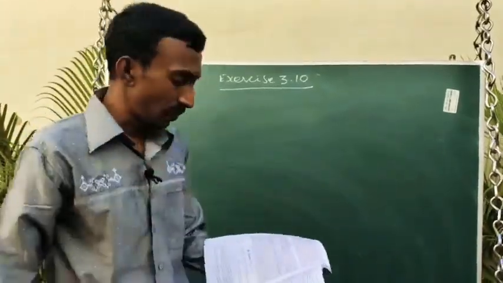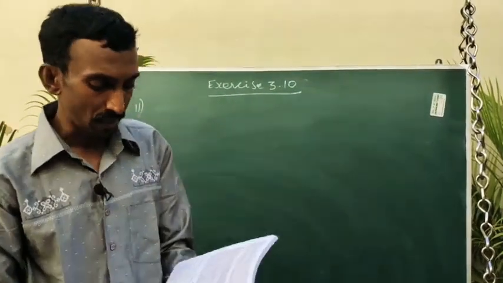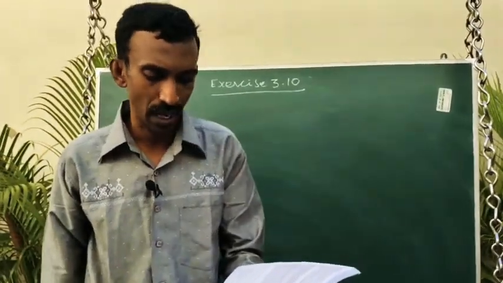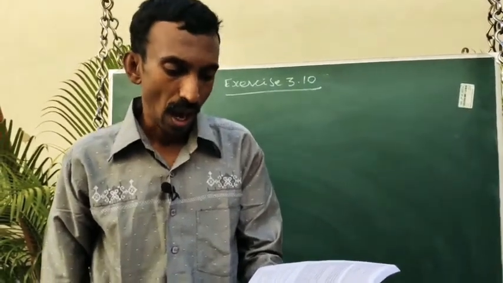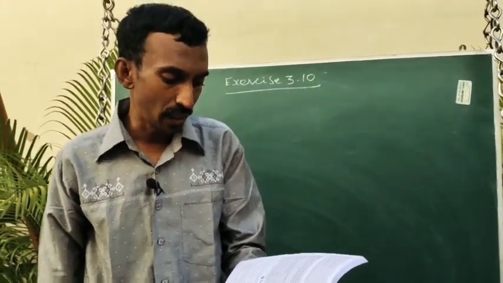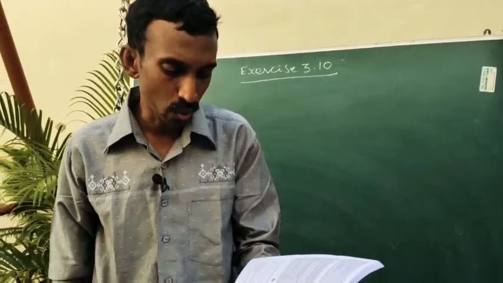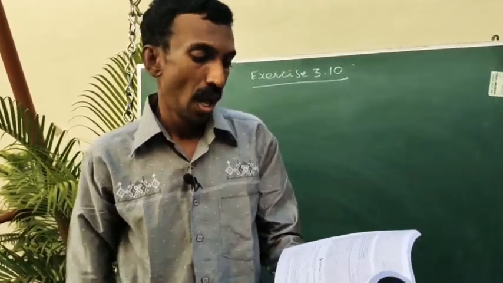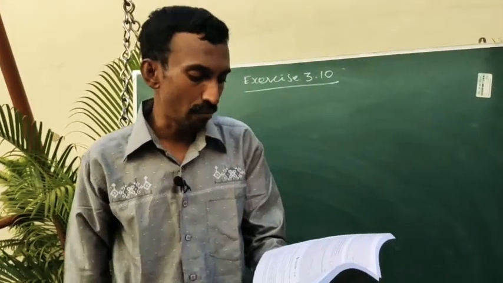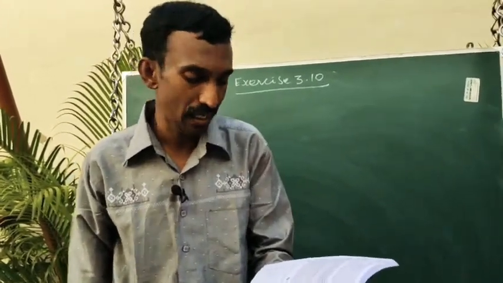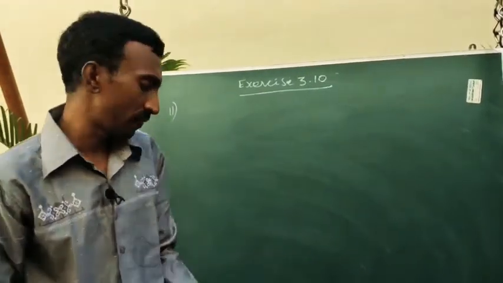Number 11 in exercise 3.10. Question number 11 is: a farmer wants to purchase a triangle-shaped land with sides 120 feet and 60 feet. The angle included between these two sides is 60 degrees. If the land costs rupees 500 per square foot, find the amount needed to purchase the land. Also find the perimeter of the land.